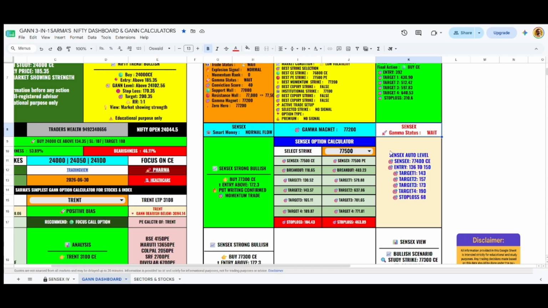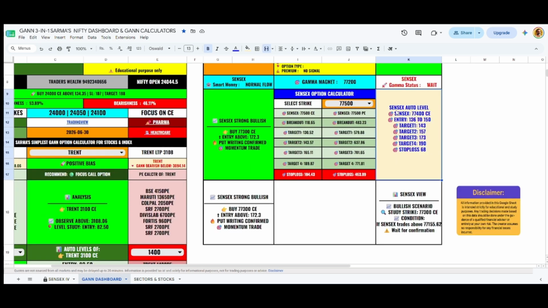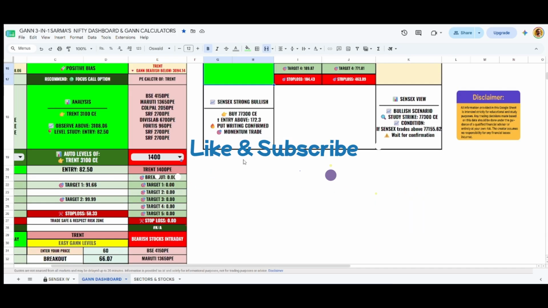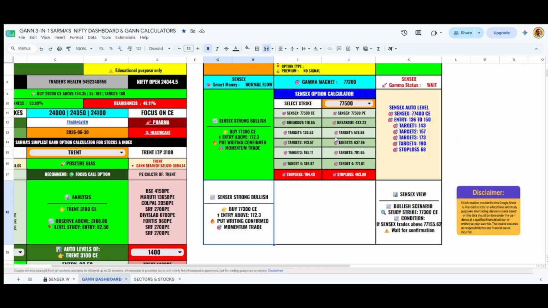In any case, if you want to trade NIFTY, SENSEX buy on a non-expiry day, you can select your own strike prices, or you can follow the levels given over here. You can see that Sensex auto levels are given over here, and intraday level status is also shown here. Sensex is strong bullish, buy 77,300 call option, entry above 772, put rating confirmed, momentum trade. In this way, you can also easily use this sheet.